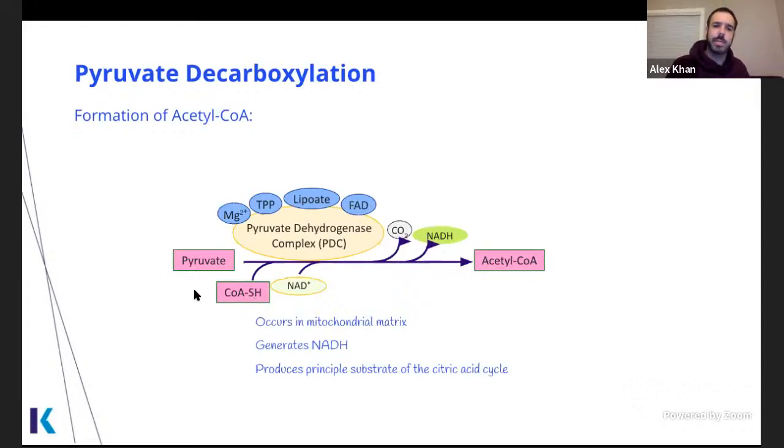All right, so the overall result here is pyruvate, then we end up getting acetyl-CoA. So yeah, we'll go from 3 carbons to 2 carbons.